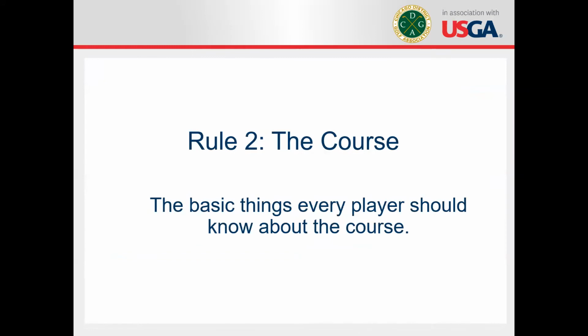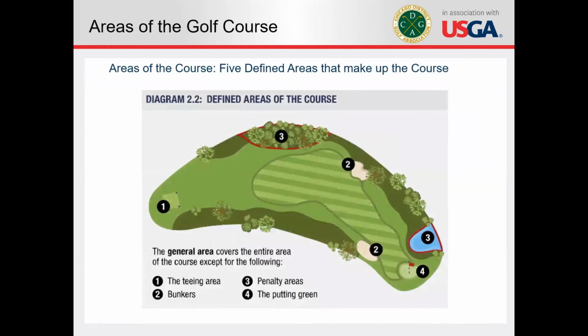Okay, so to get started with the course itself, there are some basic things that every player should know about the golf course. There are 5 defined areas that make up the course. You have the general area, which covers the entire area of the course, except for the following 4 points. Number 1 is the teeing area of the hole you are playing. Number 2 pertains to all the bunkers on the course. Number 3 relates to all the penalty areas on the course. And number 4 relates to the putting green of the hole you are playing. So these are the 5 defined areas of the golf course.